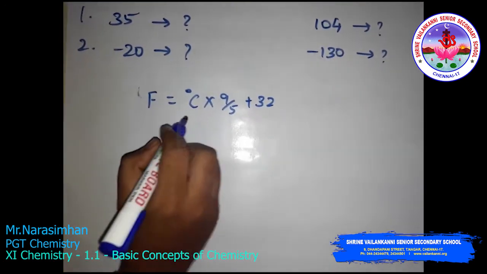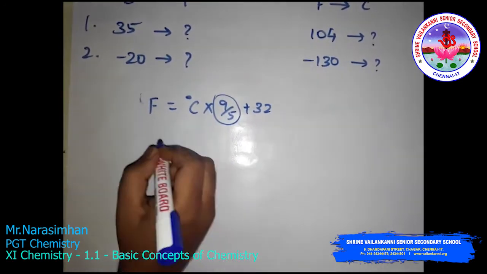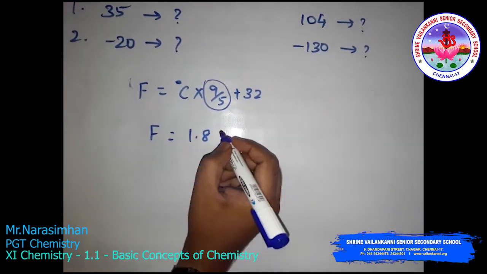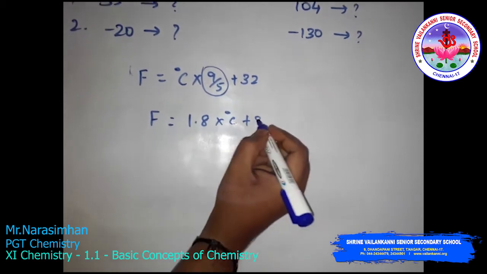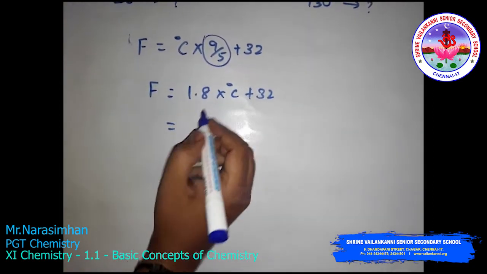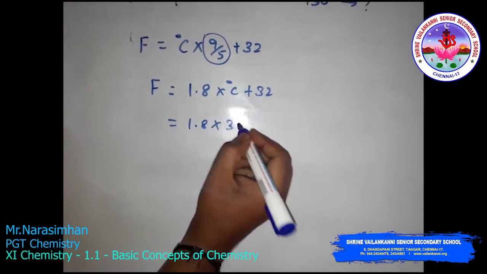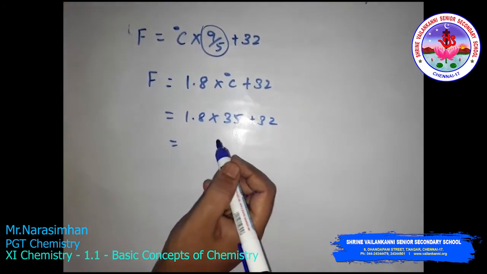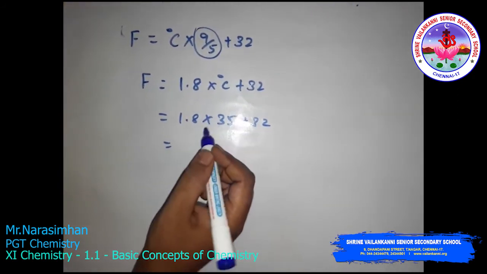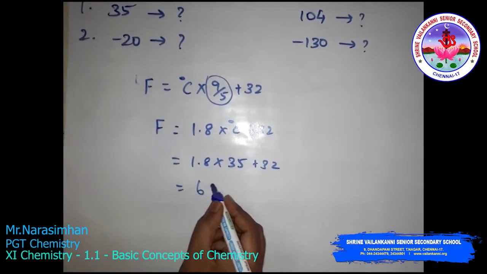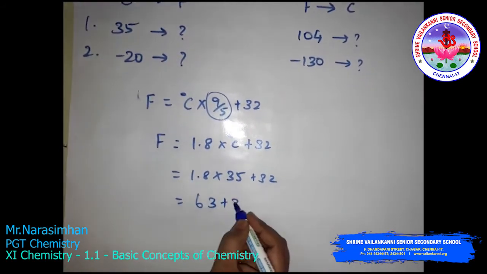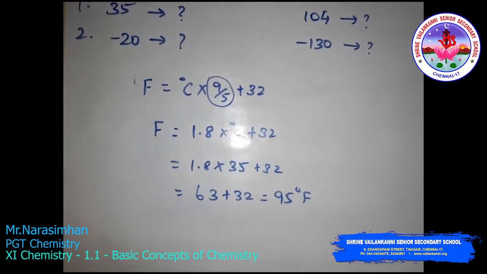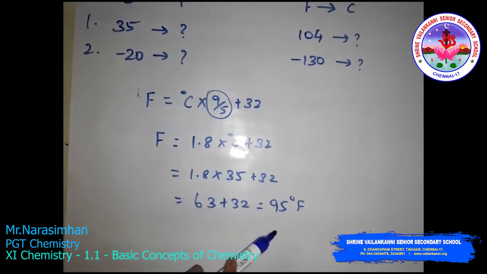You can use the fraction as F is equal to 1.8 into degree Celsius plus 32. The given degree Celsius is 35, so 35 into 1.8 is 63, plus 32, so 95 degree Fahrenheit. The first answer is 95 degree Fahrenheit.